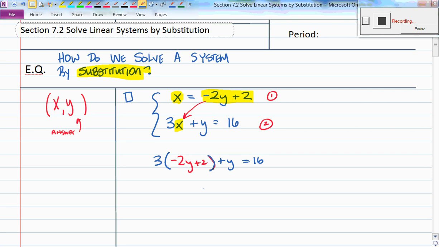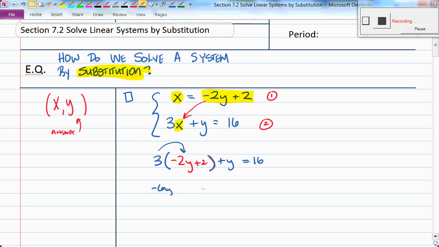The great thing about this new equation is that I have created an equation that only has y's in it. Whereas in equation number 1 I have an x and a y, and in equation number 2 I have an x and a y. There's no way I can isolate those and solve, but in this equation I can solve for y. That's the substitution process. So we're going to distribute now.